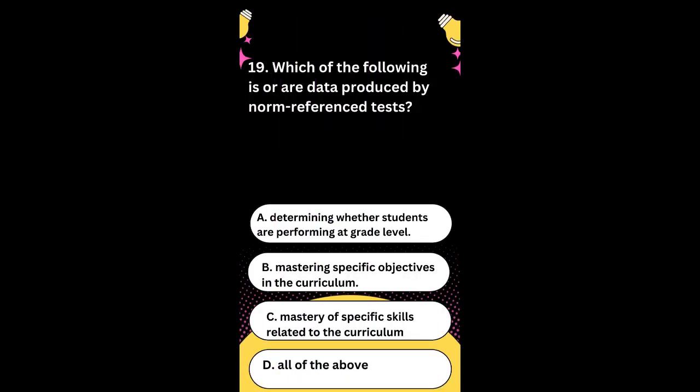19. Which of the following is or are data produced by norm-referenced tests? A. Determining whether students are performing at grade level. B. Mastering specific objectives in the curriculum. C. Mastery of specific skills related to the curriculum. D. All of the above.